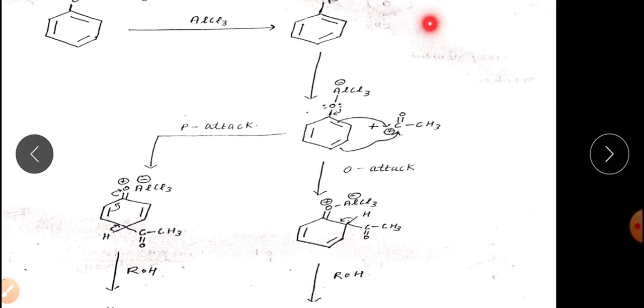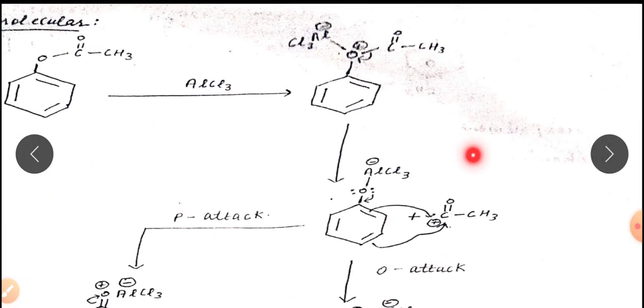Now we will come to the intermolecular mechanism. For this particular intermolecular mechanism, there will be a separation. You can see that in the previous slide, there is no separation of CH3 C double bond O. The acylium cation was not synthesized in any case, but in this intermolecular type of mechanism, you are getting this acylium cation. How are you getting it?